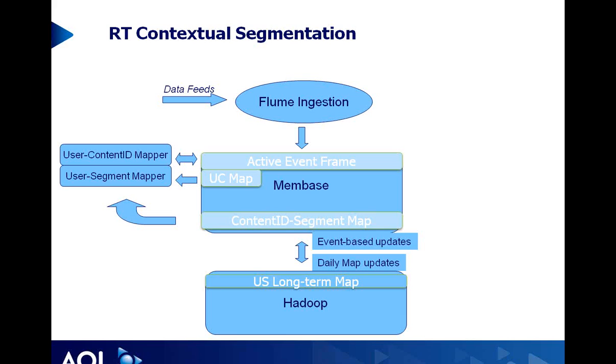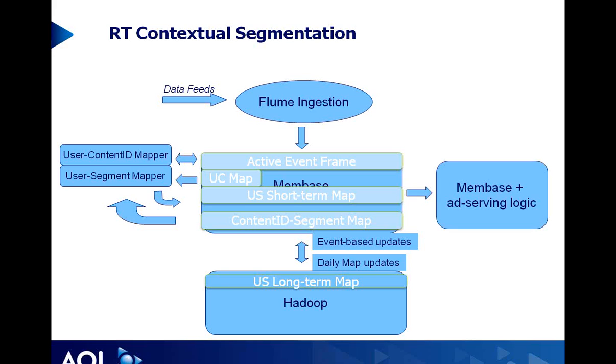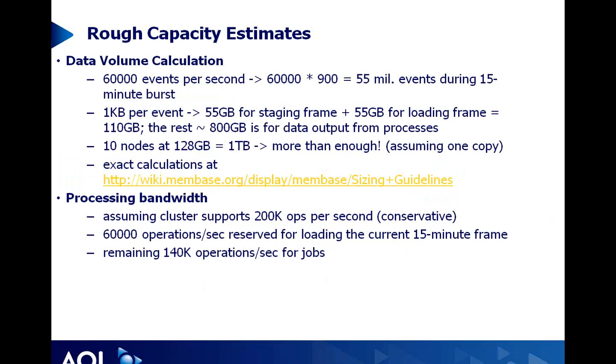Now, the user segment mapper takes the output of the UC map and the content ID to segment map and produces the user to segment short-term map. That basically contains the user's profile of the user's activity in the past 15 minutes, tagged with specific categories and weights. And then it's forwarded on to Membase and ad serving logic. Again, Hadoop is kept in the loop for longer term updates or daily map updates.